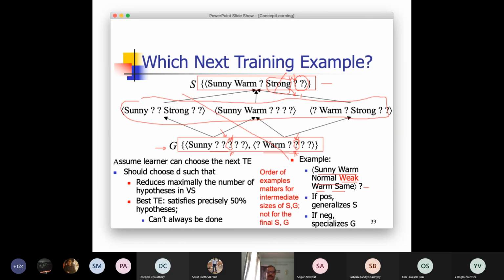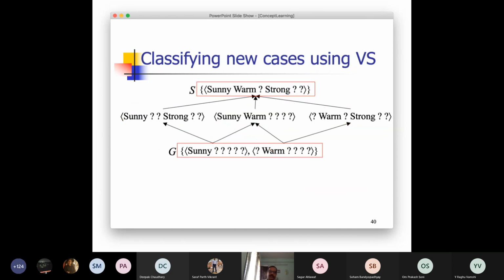This is what we observe, that the order of examples matters for the intermediate sizes of S and G, but the final S and G will remain the same, whatever the order. Whatever your training example set is, once you visit all the elements in the algorithm and update S and G, the final result will be the same.